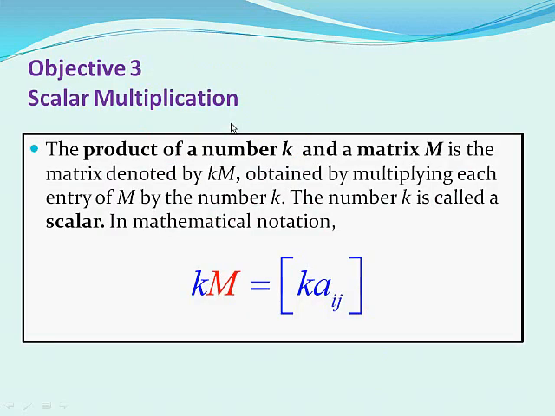Scalar multiplication. The product of a number k and a matrix M is the product denoted by kM obtained by multiplying each entry of M by the number k. Number k is called a scalar. So in order to multiply a matrix M with k, we multiply every entry of matrix M with the number k, written like this: k multiplied with A sub ij.